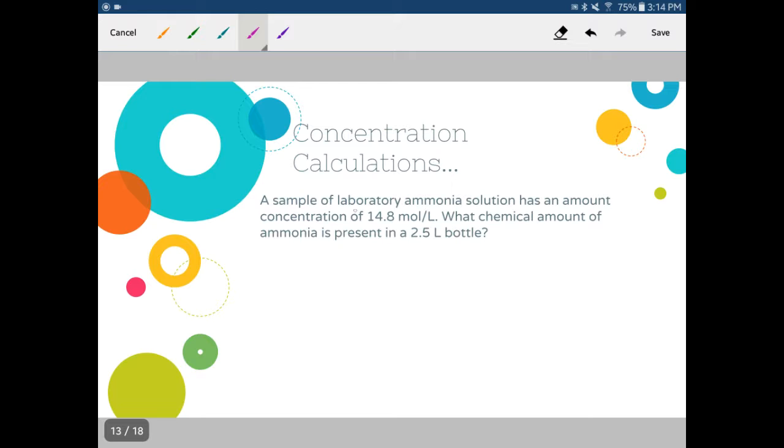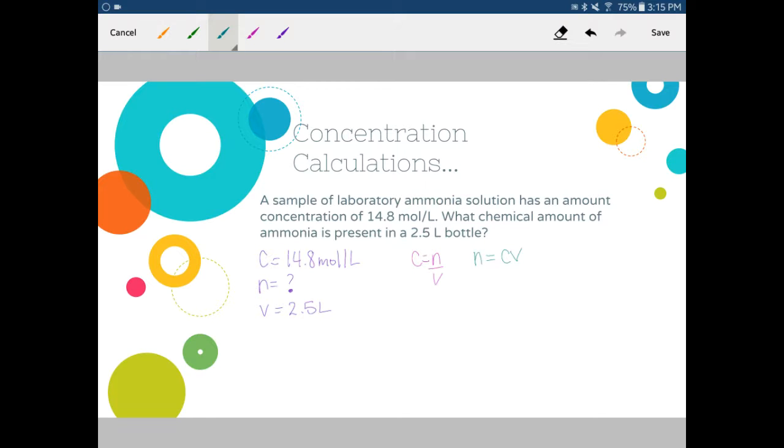Another example, this says a sample of laboratory ammonia has an amount concentration of 14.8 moles per liter. What chemical amount of ammonia is present, so our chemical amount, remember, is moles, in a 2.5 liter bottle? So if I rearrange my formula, I initially have C equals N over V, but if I rearrange my formula to solve for N, or moles, I'm going to multiply by my volume on both sides, so I get N equals C times V.